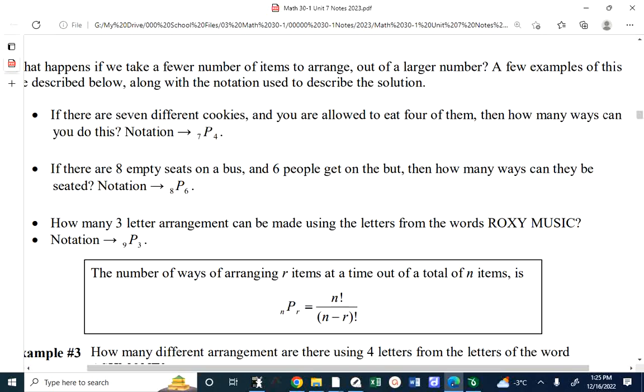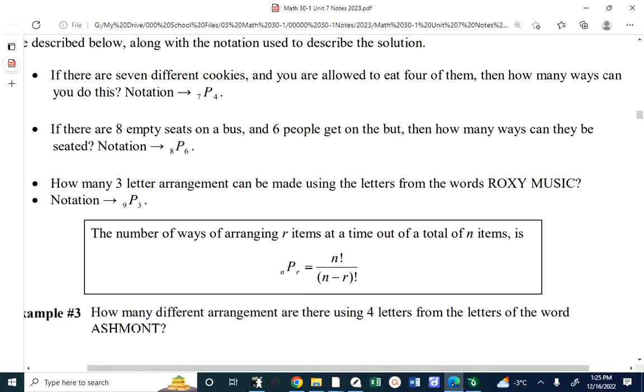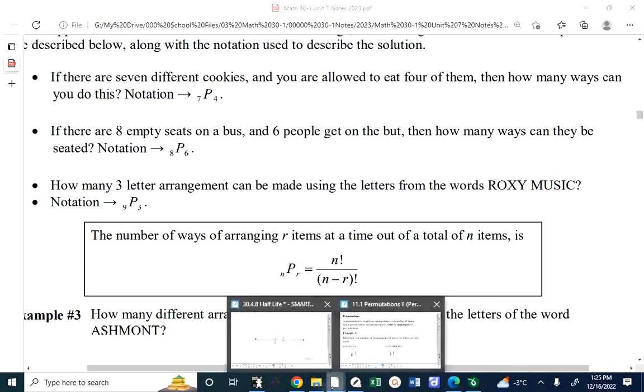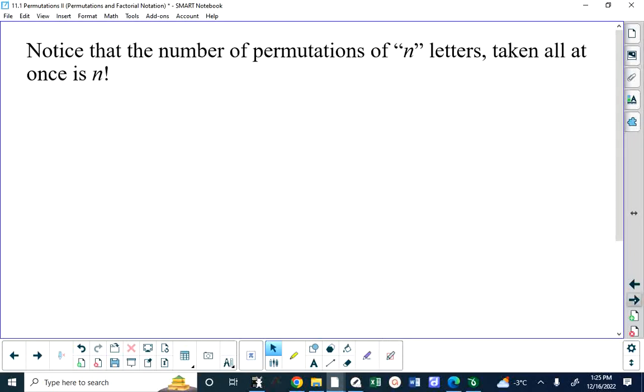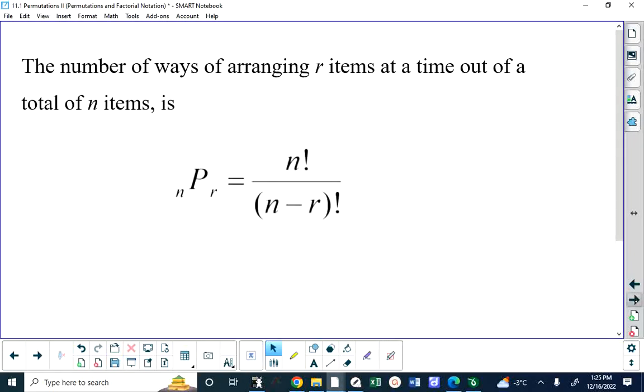How many 3-letter arrangements can be made using the letters from the words Roxy Music? Well, what do we have? 1, 2, 3, 4, 5, 6, 7, 8, 9 different letters. We're going to arrange, sorry, we're going to arrange 3. And it turns out, and now I'm going to go back to my notes, that the number of ways of arranging a certain number of items out of a total number of items is n factorial over n minus r factorial.